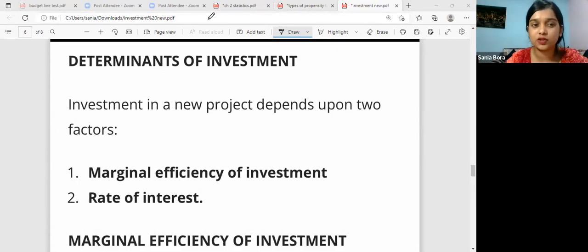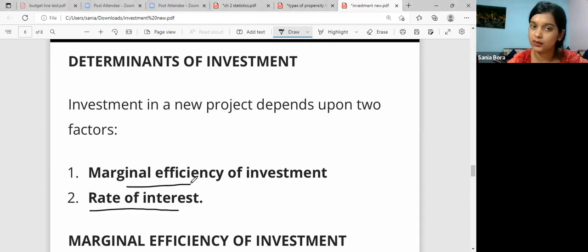Now we are going to the next topic, which is determinants of investment, right? As we did the components, and when we were doing consumption, there we did APC, MPC, APS, MPS. Similarly, what are the determinants for investment? Investment in a new project depends upon two factors. One is marginal efficiency of investment, and second, rate of interest. These are very important.